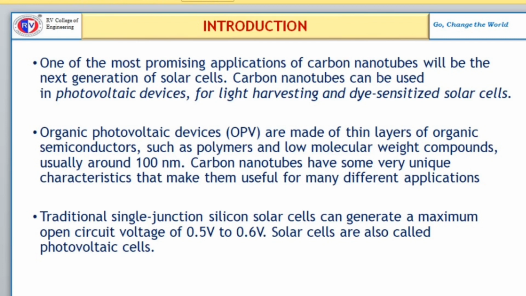Carbon nanotubes have some very unique characteristics that make them very useful for many different applications. A traditional single junction silicon solar cell can generate a maximum open circuit voltage of 0.5 to 0.6 volts. Now let us check what is the need of CNTs in solar cells.